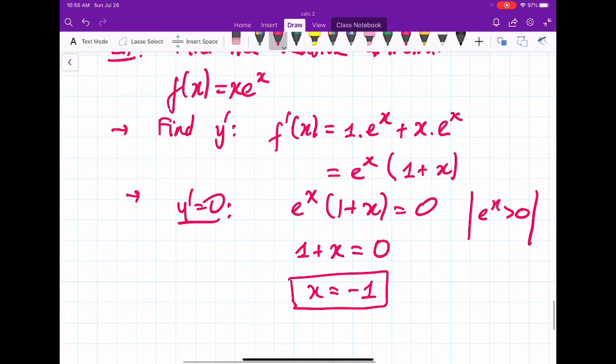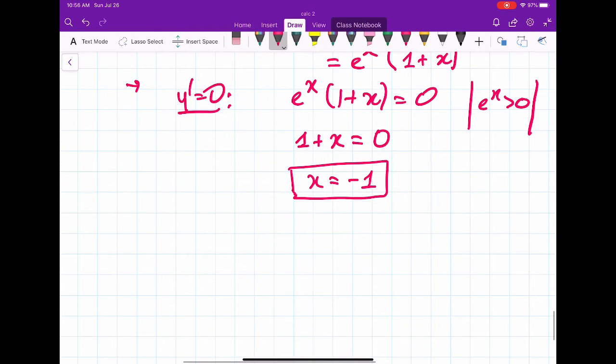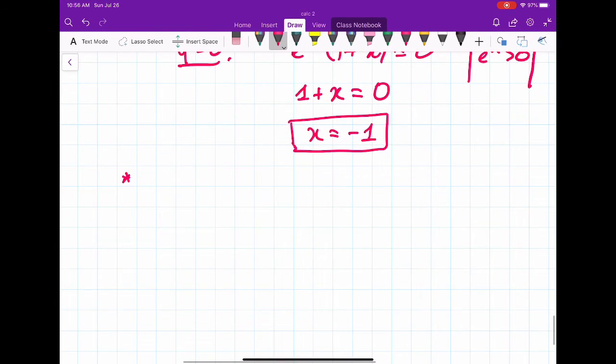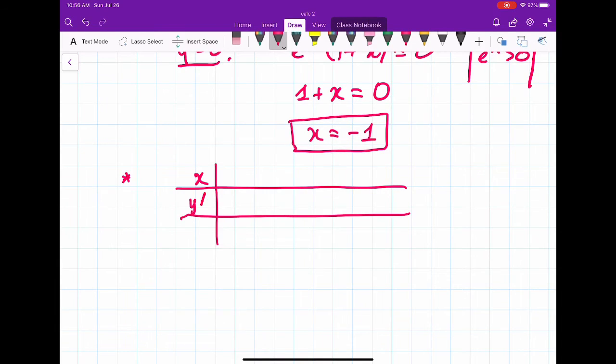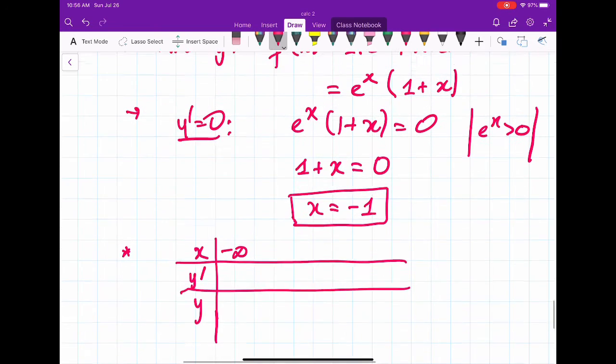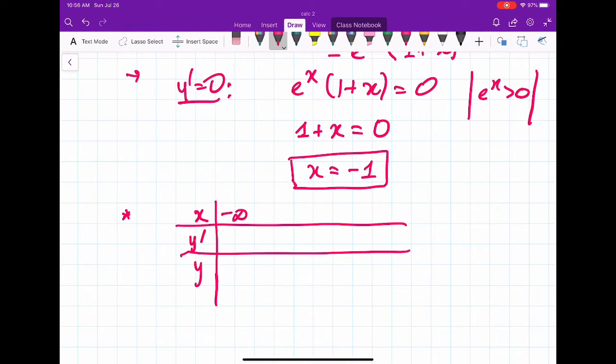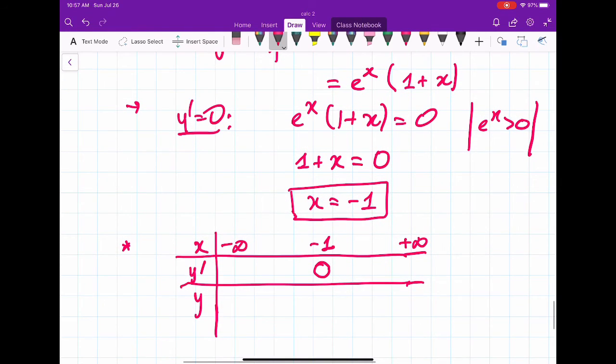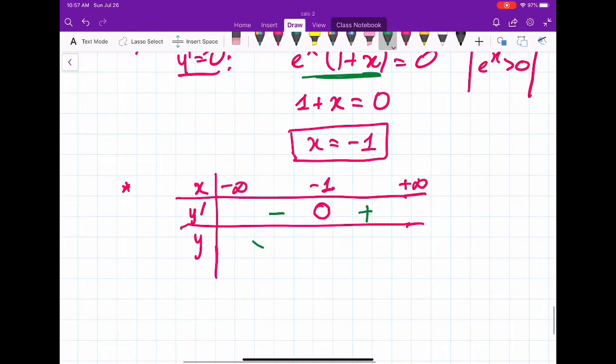The function has only one critical point. You can classify that easily. You make a chart, x, y prime, and y. The function is defined everywhere from negative infinity to positive infinity. You have negative 1 in here. At negative 1, the derivative is 0. Now you need to consider the sign of the derivative. When x bigger than negative 1, this guy is positive, right? So the derivative is positive. Here is negative. So the function is increasing in here and decreasing in this interval.